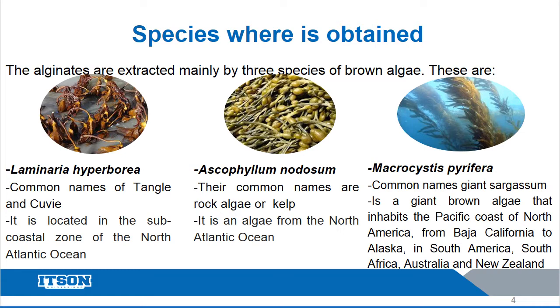Ascophyllum nodosum, their common names are rockweed or kelp. It is an alga from the North Atlantic Ocean. Macrocystis pyrifera has a common name, the giant sargassum. It's a giant brown alga that inhabits the Pacific coast of North America from Baja California to Alaska, in South America, South Africa, and Australia and New Zealand.